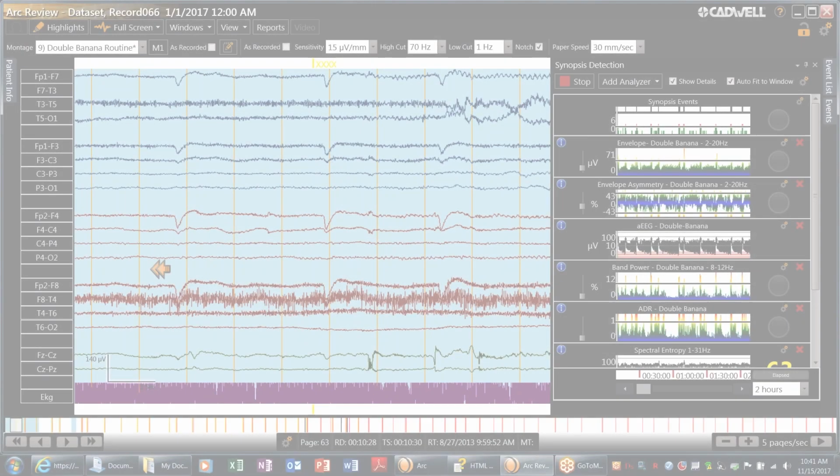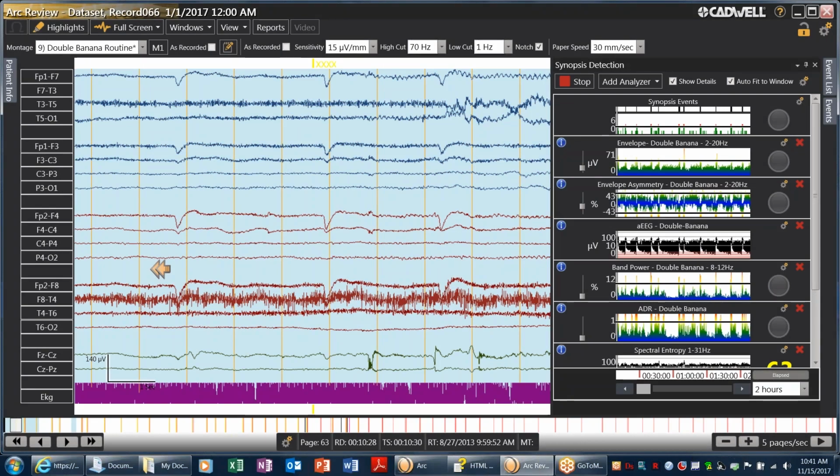Hi, this is Brad Coles out at Duke University, and I was asked to review a few files clinically using the new ARC review platform by Cadwell. And so we're going to look at a few files that were provided for review.